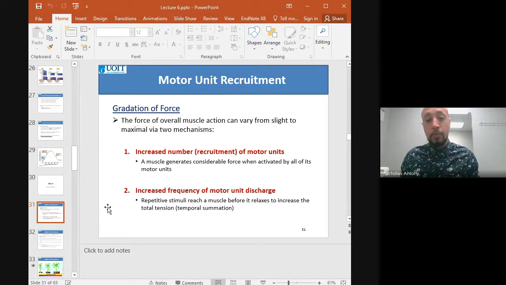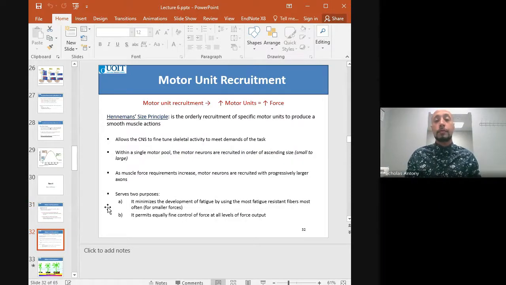Yeah, exactly. Temporal summation. Right? So this is different than local potentials, but it's similar to spatial versus temporal summation. You can add more and more motor units, and you can take the motor units that are there and fire them quickly.